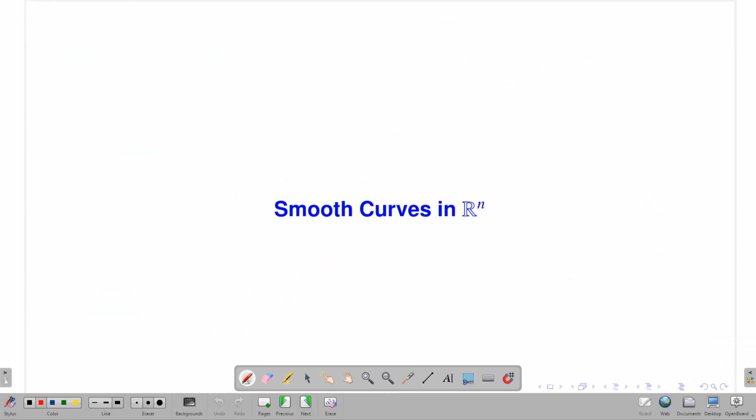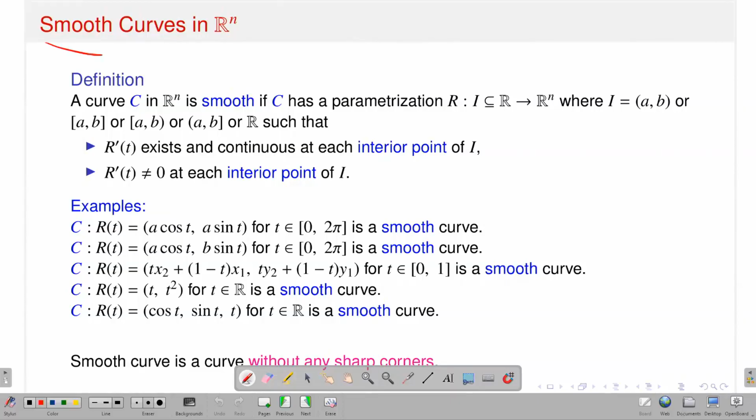Okay, that's it. Once I have the notion of a curve, then I can talk about what are called smooth curves. Okay. What is the definition of smooth curves? So, that is the kind of heading. So, smooth curves in Rn. So, what is the definition? So, a curve C in Rn. The definition of a curve you are familiar with. I will say that that curve is smooth.